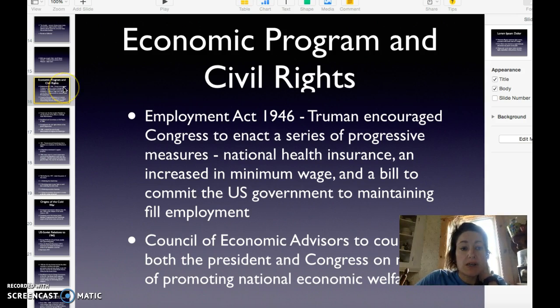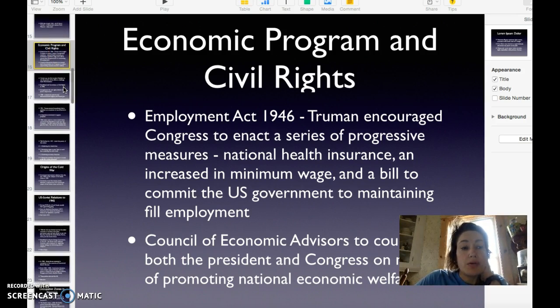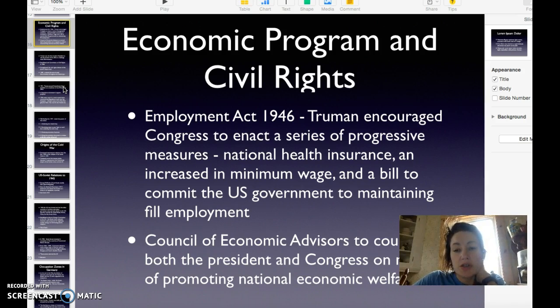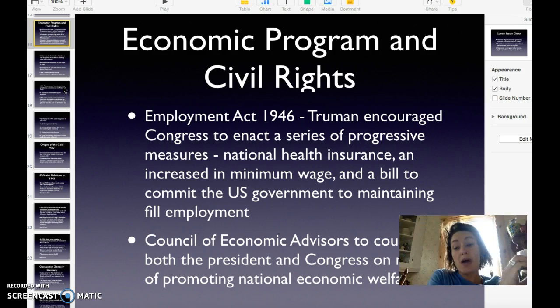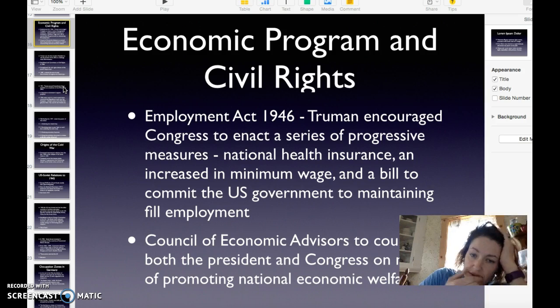Today, we are going to be talking about economic programs that came about after World War II, as well as looking into the civil rights movement. We could spend a whole semester talking about the civil rights movement. Obviously, we don't have time to do that in the next 2 weeks, so we're going to have to deal with the little time that we have. I will also be showing a documentary, maybe before the test, about the civil rights movement. So, economic program and civil rights.